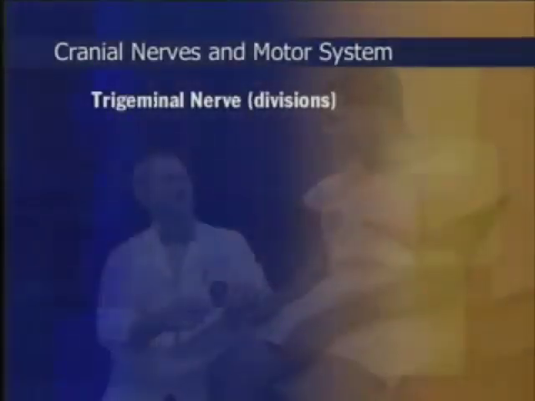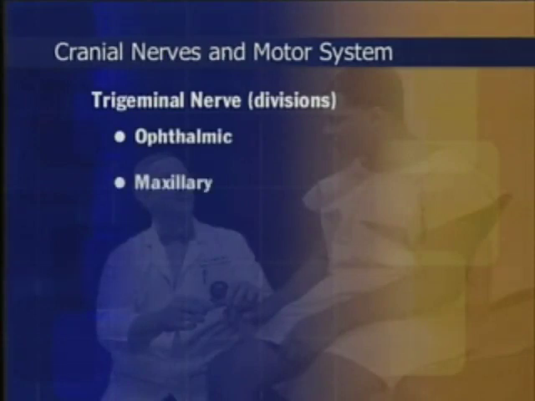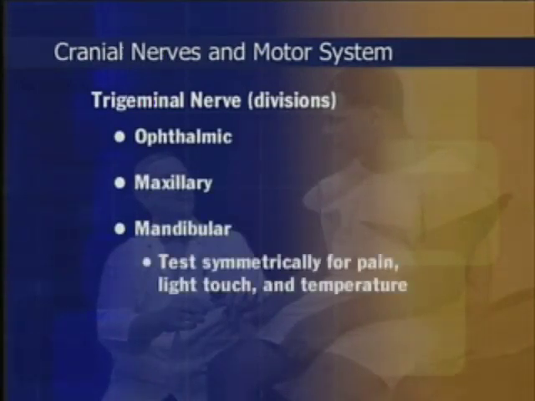And relax. The sensory portion of the trigeminal nerve has 3 divisions: the ophthalmic, maxillary, and mandibular divisions. All 3 areas should be tested symmetrically by assessing the patient's sensation to pain, light touch, and, if indicated, temperature.